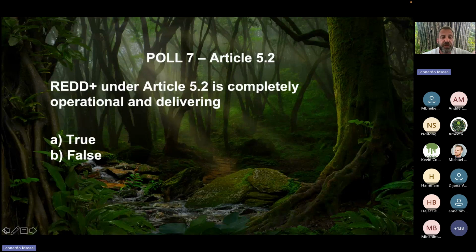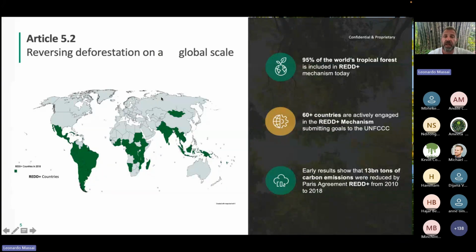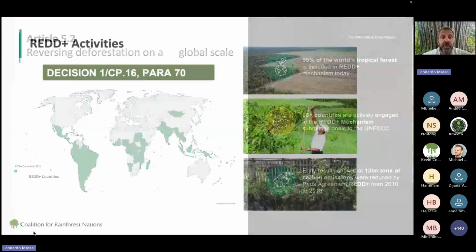Yes, 5.2 is completely operational and delivering, already based on a set of decisions that is already there. So countries have been implementing REDD+ for many years already, and we already have a lot of results produced under the UNFCCC and the Paris Agreement. 5.2 is including 95% of the world's tropical forest, including the REDD+ mechanism. Today, we have around 60 countries actively engaged in the REDD+ mechanism, and we have results showing around 13 billion tons of carbon emissions reduced already. And those are verified and certified REDD+ results already up in the REDD+ information hub under the UNFCCC.